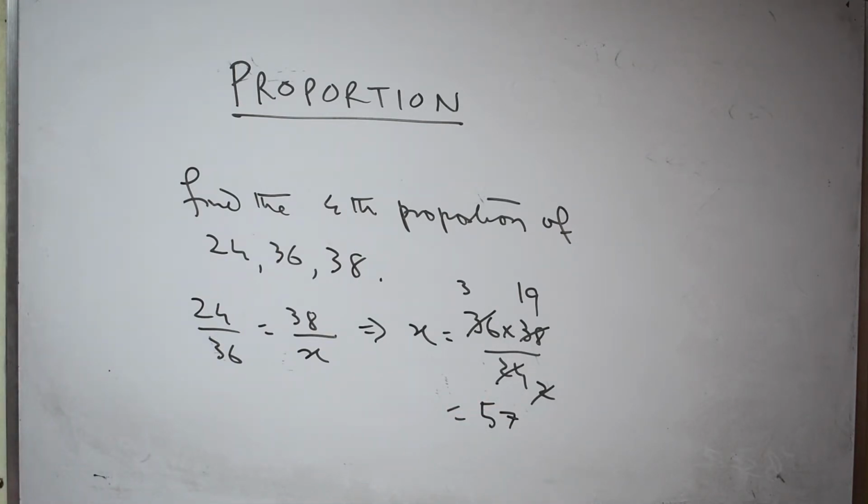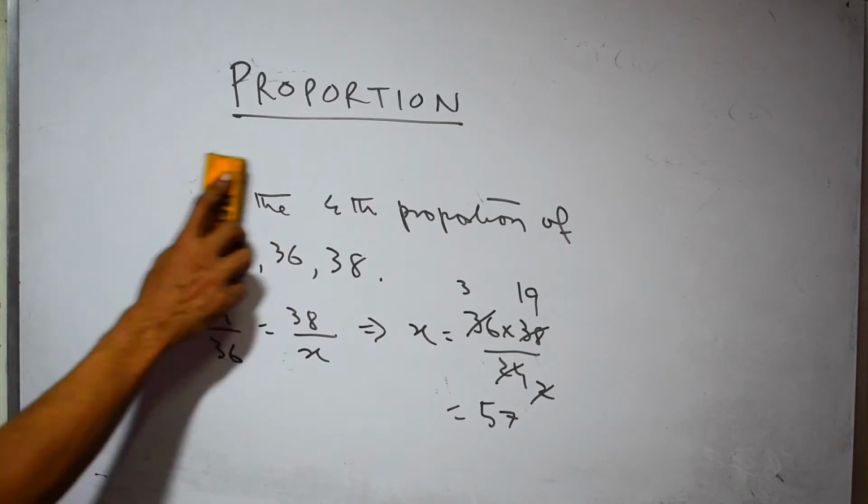Actually 24 by 36, the result is 2 by 3, and 38 by 57, if you cancel with 19, that is also 2 by 3. So the ratio is 2 by 3 if you simplify first two, which should be same in the second two. Second two means third and fourth, and that is also 2 by 3. 38 is to 57. So this is the idea of fourth proportion, how we find it.